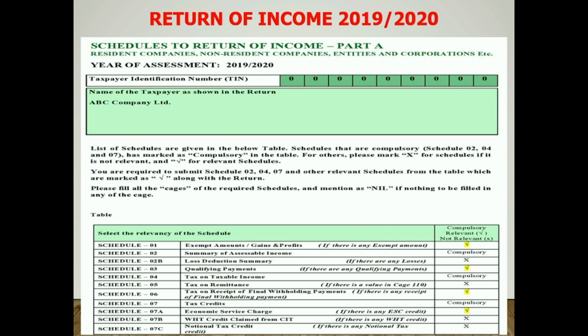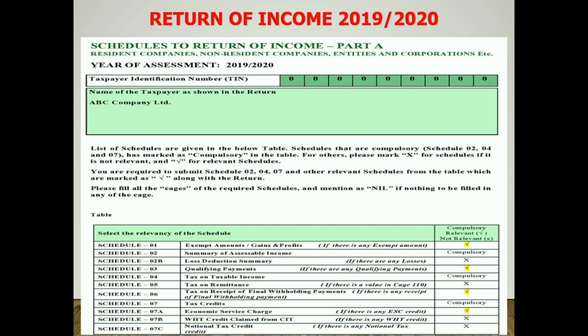When it comes to the schedules, according to the details of your tax computation, first you have to select the applicable schedules. However, Schedule 2, Schedule 4 and Schedule 7 are compulsory. From other schedules also, you have to put a tick for applicable schedules. Any schedules which you have marked as relevant by putting a tick together with compulsory schedules are mandatory for the purpose of return of income.